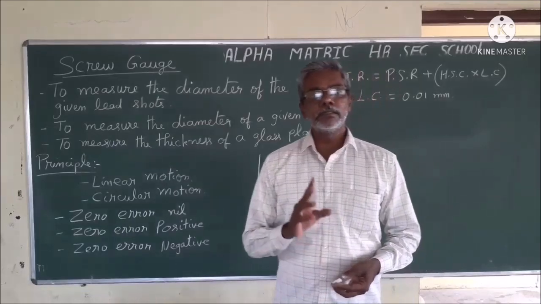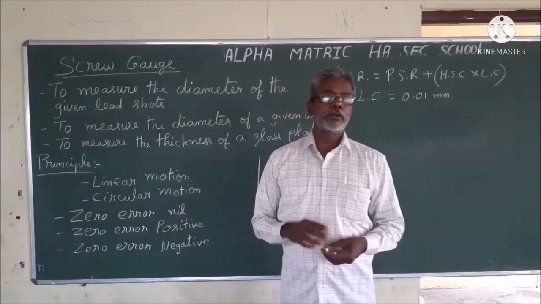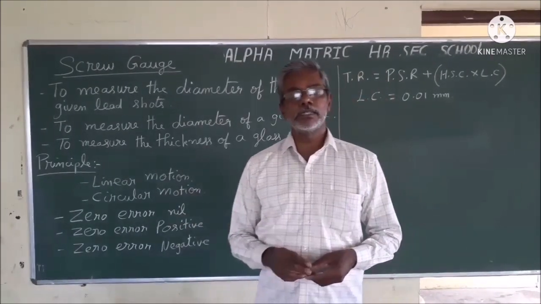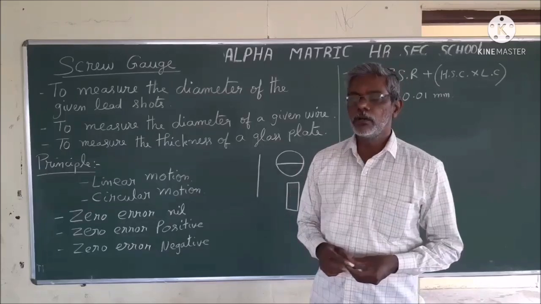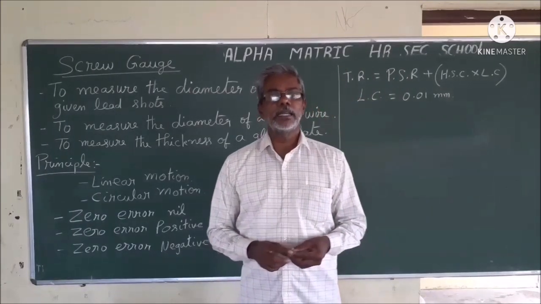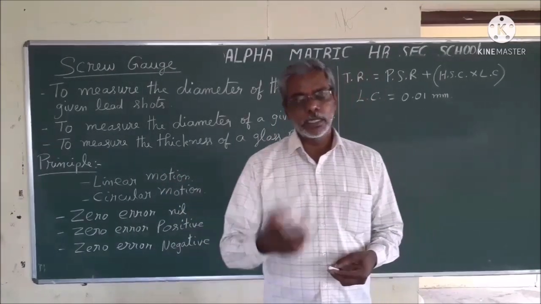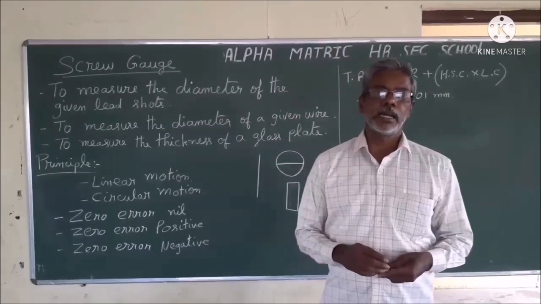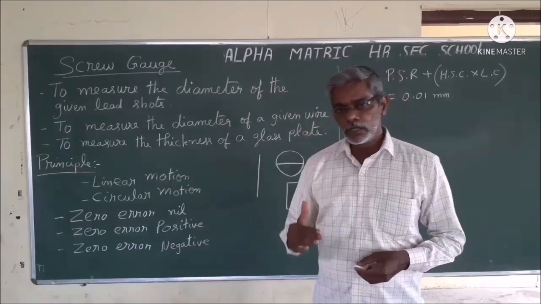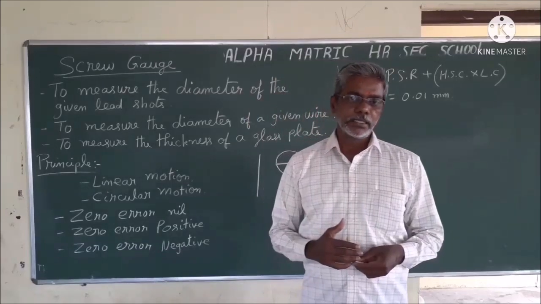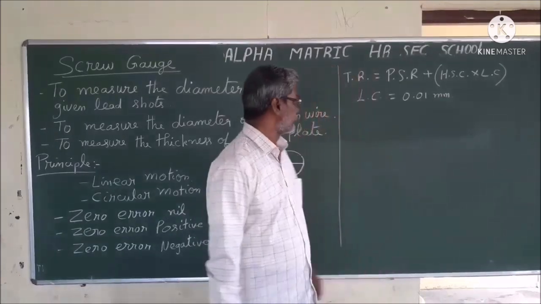Then there are three types of zero errors. One is nil, the other one is positive error, the third one is negative error. Suppose the zero of the pitch scale and zero of the head scale coincide, then I can call it as error nil. If the zero of the head scale is below the reference line, then I can call it zero error positive. If the zero of the head scale is above the reference line, then I can call that zero error negative. Let us see.